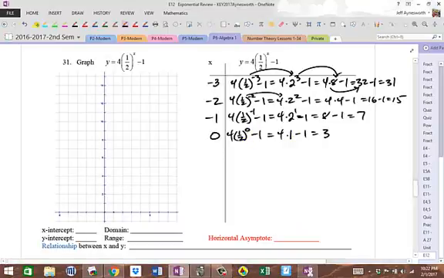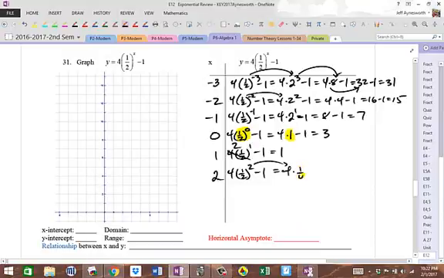So look right here, and right here. Any fraction to the 0 power is 1. And then here, when x is 1, you get 4 times 1/2 to the first power minus 1. 4 times 1/2 is 2, and 2 minus 1 is 1. When x is 2, you get 4 times 1/2 squared minus 1. You evaluate your exponent, so it's 4 times 1/4 minus 1. And then you simplify. 4 and 4 is 1. 1 times 1 is 1, minus 1 equals a whopping 0.